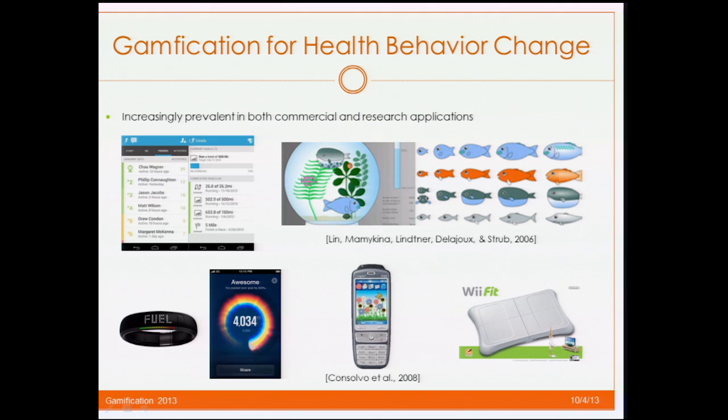Here's a few examples from both industry and academia. The Fish'n'Steps was an early example, trying to get people to walk more by showing them an aquarium of a really happy fish and lots of plants, or a dying aquarium. And of course you have to compare your aquarium to your friends, and you don't want to have the really sad aquarium on the block. So all these elements are being incorporated into these systems. Some commercial examples: the Nike FuelBand, Runkeeper, and Wii Fit, which is the particular system that we chose to study in our work.